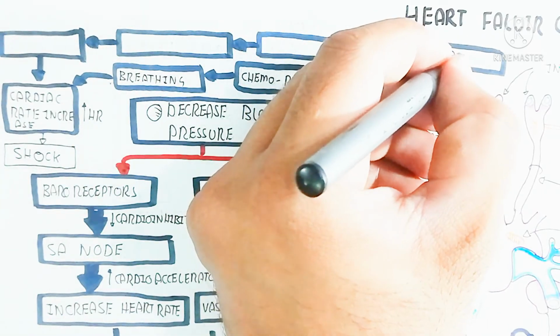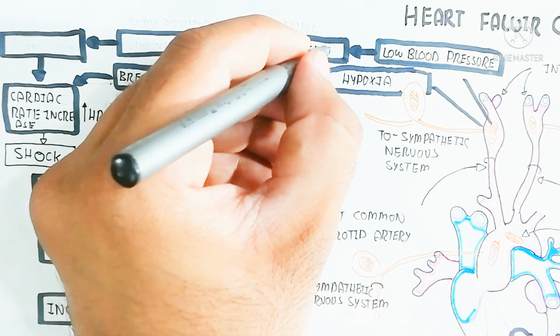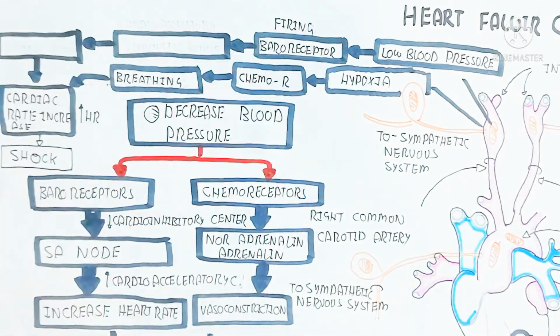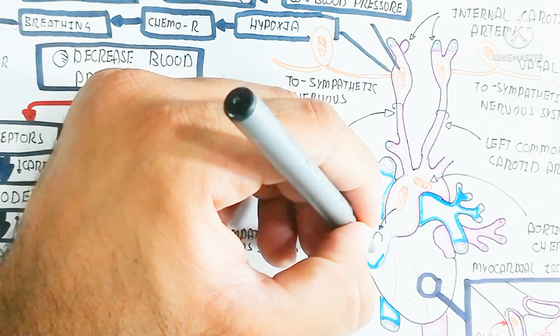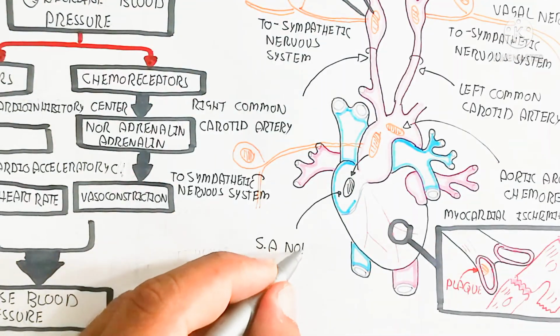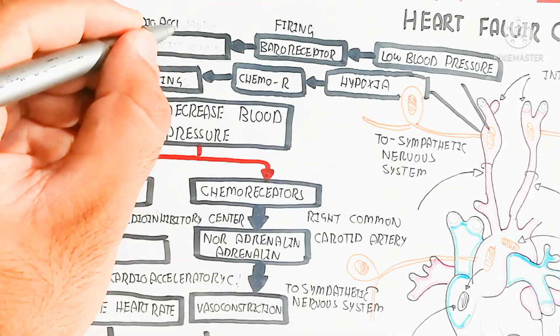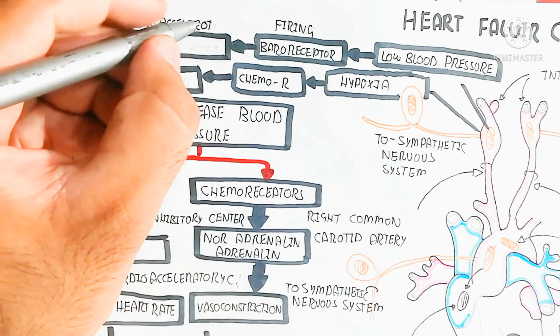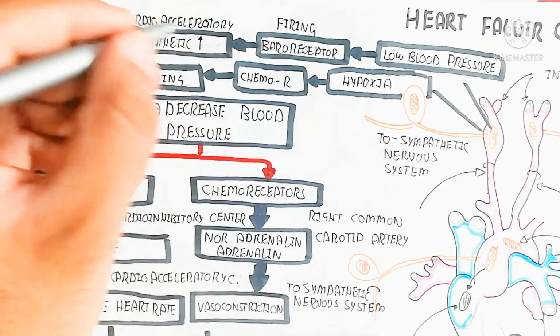In this way, the blood pressure will be detected due to the stretching of the baroreceptor in the vessel of the carotid artery. The firing of the baroreceptor will lead to the cardiac acceleratory center increasing the sympathetic activity. After the sympathetic activity, the cardiac output will be increased.